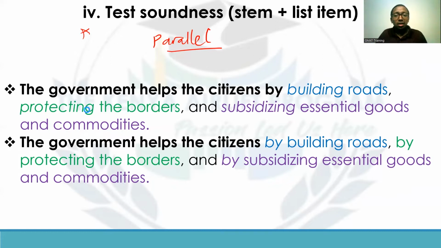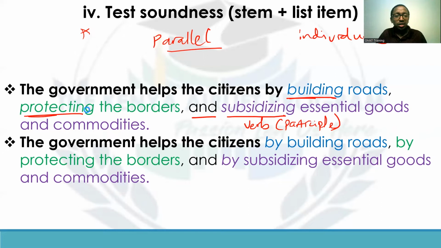So going over our strategy, notice the and, then notice the part of speech of the following word. So this is a verb. We have subsidizing essential goods. Then the other one is protecting and building. So notice that this verb is and all the rest are also participle, so the form of the verb used. That means that this sentence now is parallel. So once parallel, you test the soundness using the stem and the list item, individually.